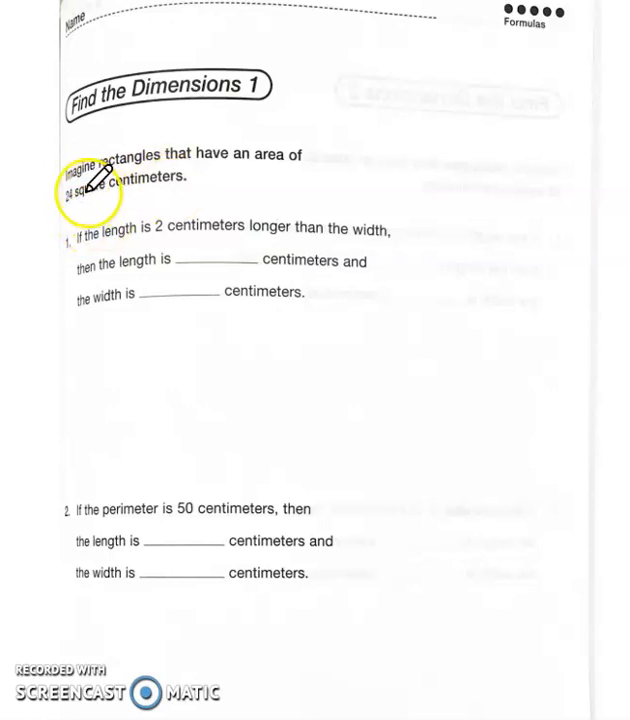What I would do if I were you. Now, this is not a great copy. It's kind of hard to see, but you can kind of see it's 24. So it says, imagine rectangles that have an area of 24 square centimeters. Now, you know, as very capable fourth graders, that to find the area of a rectangle, you very simply take the length times the width, right?